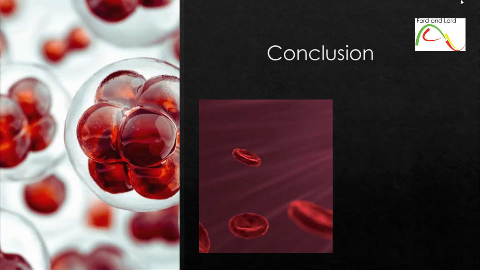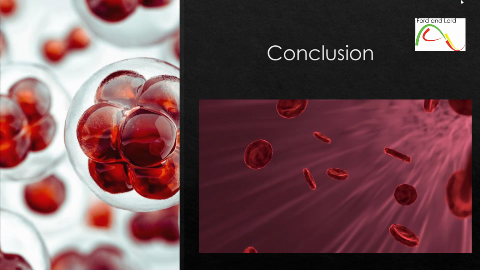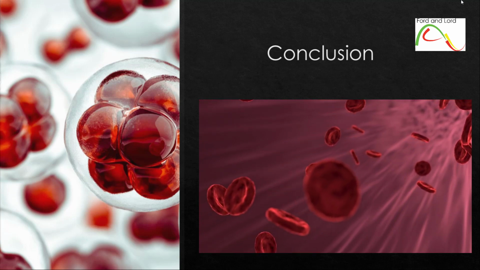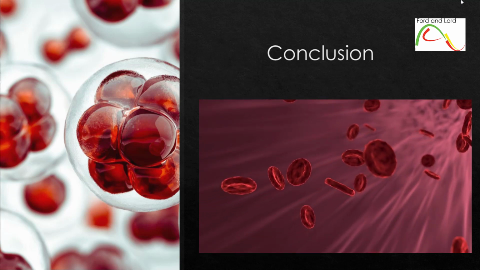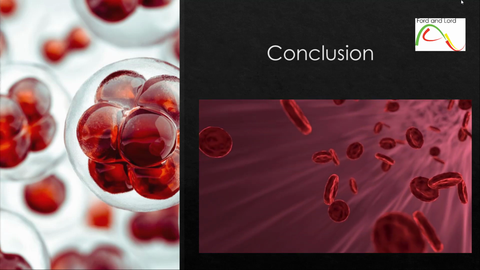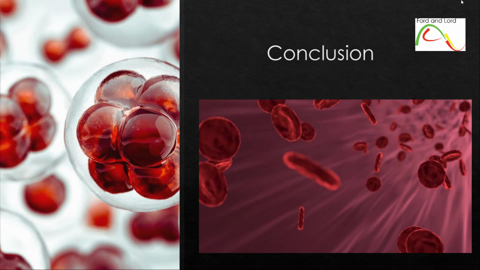Conclusion. Blood is a complex fluid that performs a wide range of functions in the human body. Its components, including red blood cells, white blood cells, platelets, and plasma, work together to deliver oxygen and nutrients to different parts of the body, fight off infections and diseases, and maintain the body's immune response.